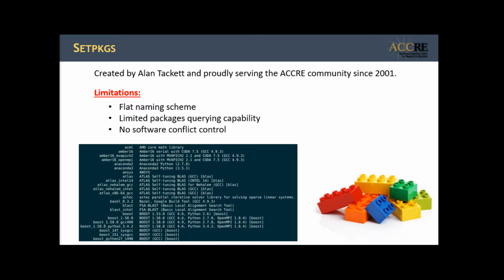It's difficult to search through the packages. The only way to search the packages is, well, grep, so I pipe that. I do package info, pipe, grep, say I'm looking into Python, pipe, grep Python, and I get everything that contains Python, but that's not very efficient. And there is no software conflict control.